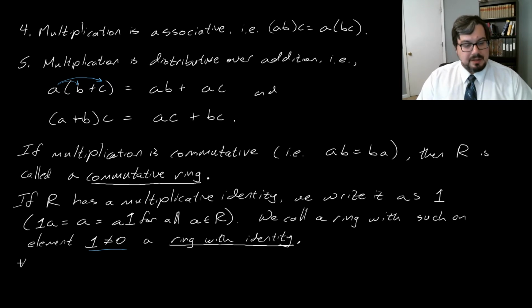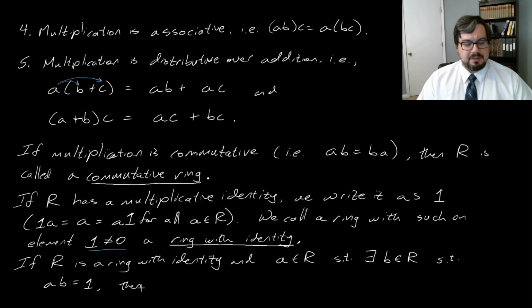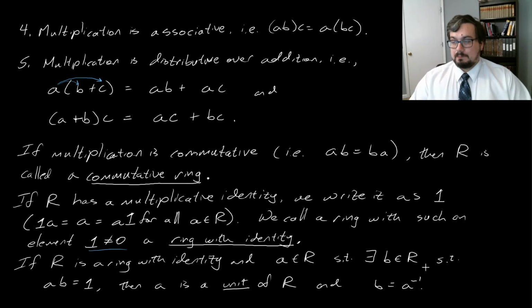All right, so then moving on further, if R is a ring with identity, and A is an element of R such that there exists some other element, or perhaps the same, some element B of R such that A times B equals 1, then A is a unit of R and we write B as A inverse.